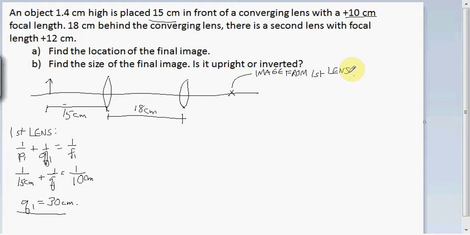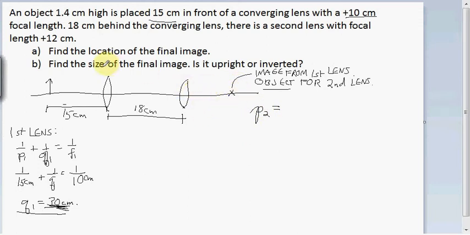Now the key to all of these two lens problems is that the image from the first lens is also the object for the second lens. And so that's going to tell me what P2 is. Now, I've got to be careful here. That does not mean that P2 is 30 centimeters. In other words, the object distance for the second lens is not the image distance for the first lens. It just means that this is my object for this lens.